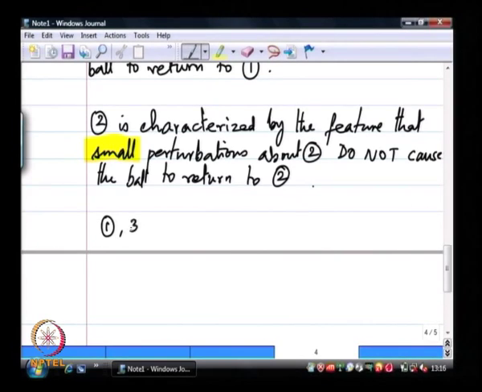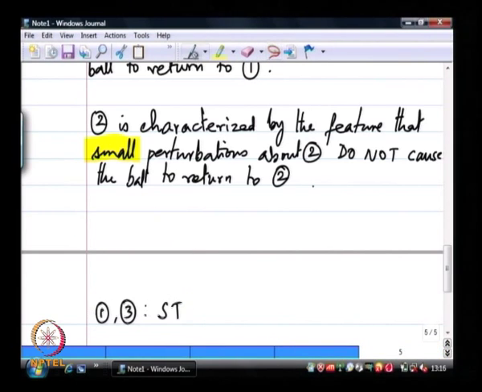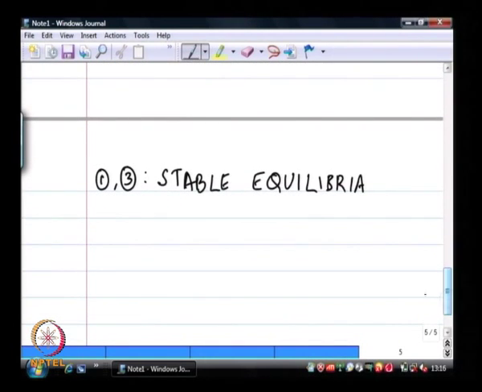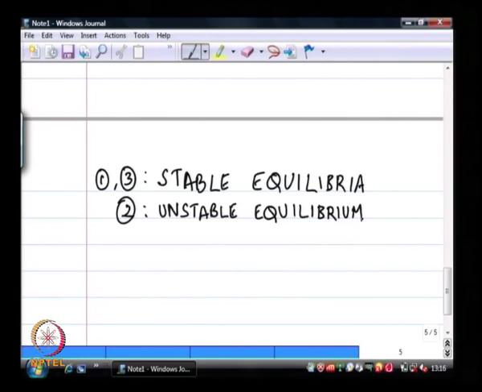So, what we are going to conclude from this is that 1 and 3 are stable, and 2 is an unstable equilibrium condition.